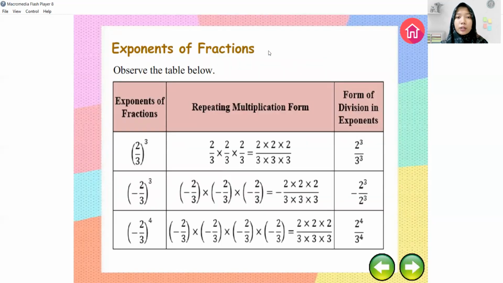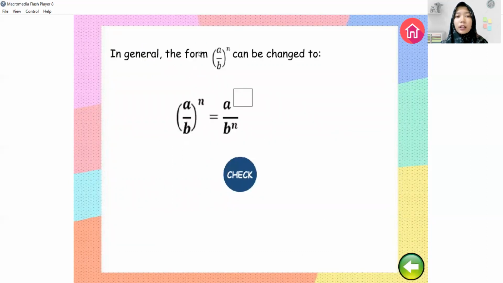Exponents of fractions. Observe the table below. So students must observe this table. And then next, I give the question. Students can answer this question.